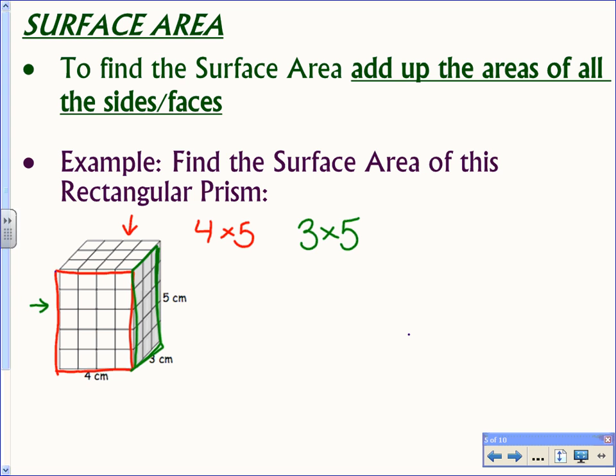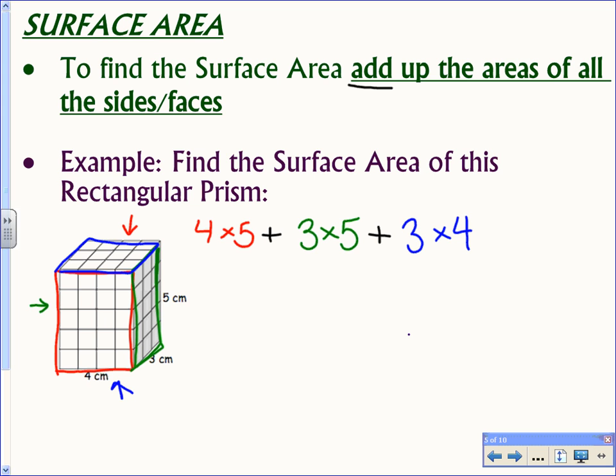Then the top of the prism is our third rectangle. It has the bottom, which is the same size as it, and will have the same area. The top rectangle, or top side, is 3 centimeters by 4 centimeters, so to find its area, I would multiply 3 by 4. Now, I know I want to add these areas up, because to find the surface area, you add the areas of all the sides or faces. Right now, I'm only accounting for 3 of those sides: the front, the right side, and the top.